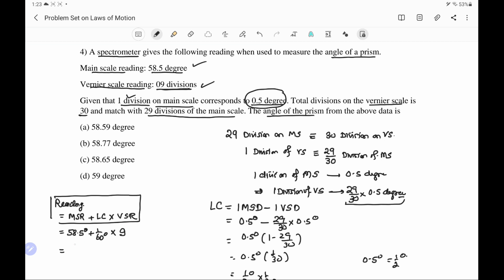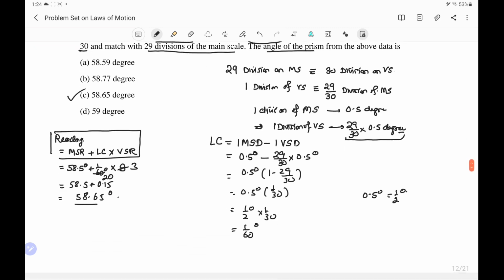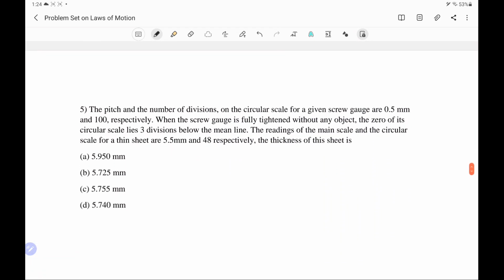So hence it will give 58.5 plus, and dividing it, it will be 3, it will be 20, and on simplifying we will get it is 0.15, and adding this we will get 58.65 degree. So option C is correct. Now move to the next question.